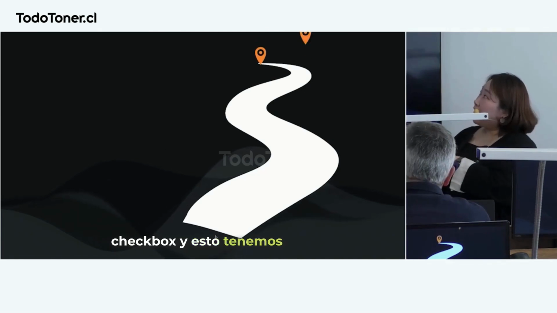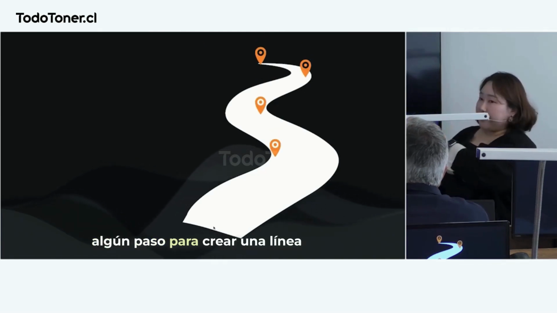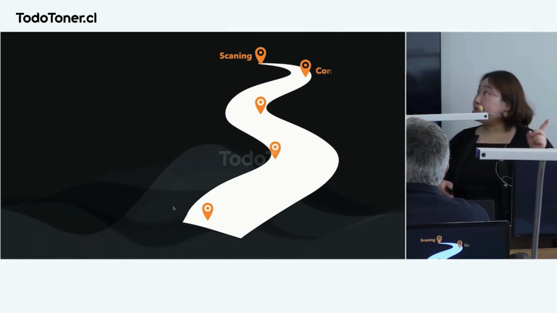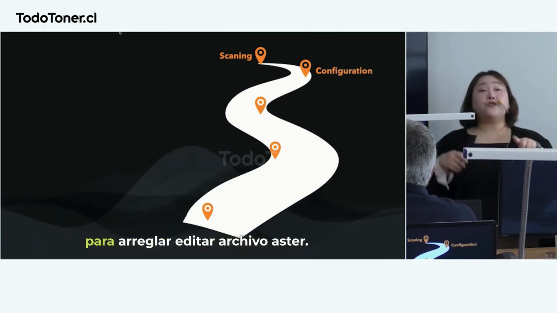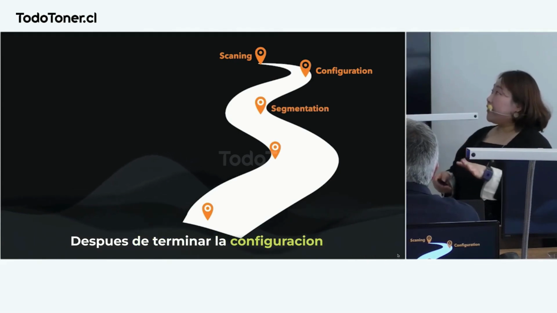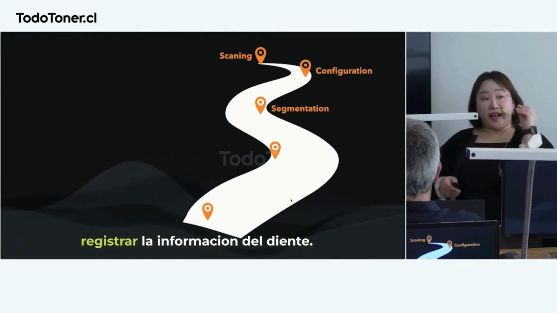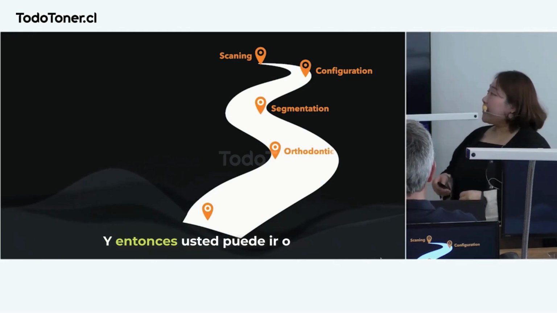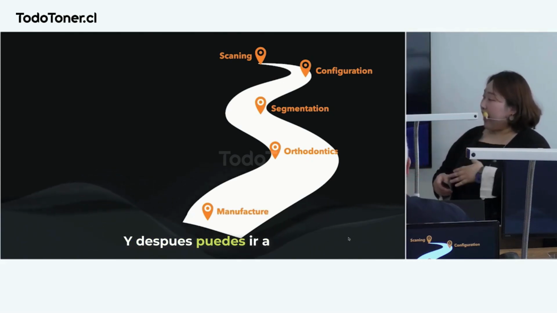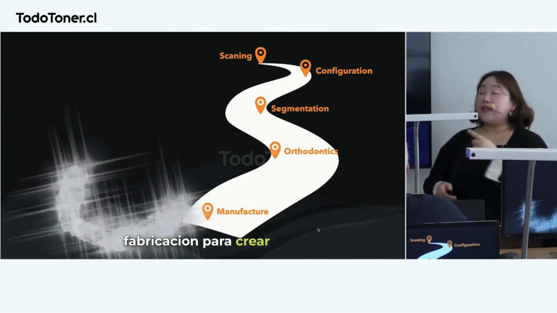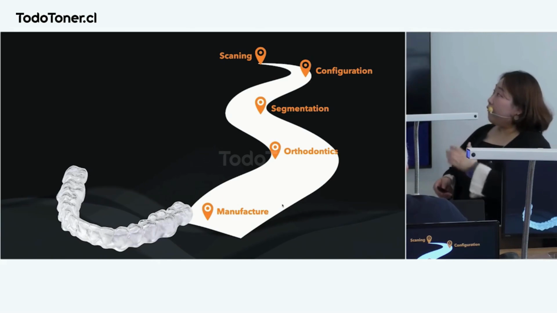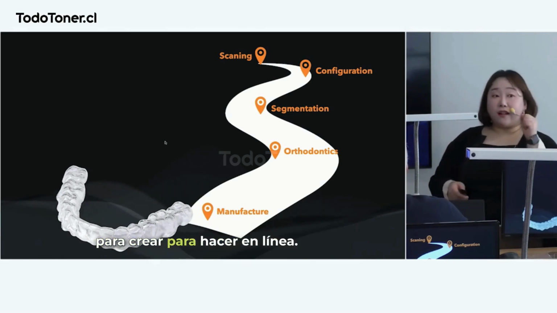And we have some steps to create an aligner shell. First step, scanning. Second step, configuration to fix the edit ester file. After finishing configuration, we can go to segmentation to register tooth information. And then you can go to the orthodontic part to make a treatment plan. And after that, you can go to manufacture to create an aligner shell like this. So please don't forget this process. We have 5 processes to make an aligner.